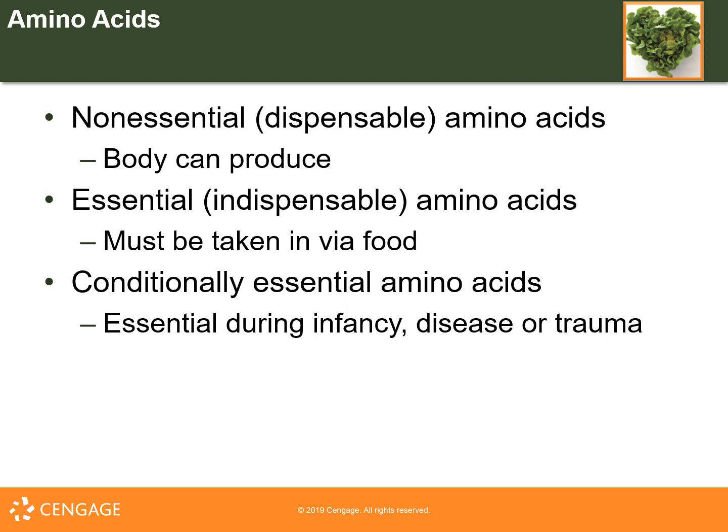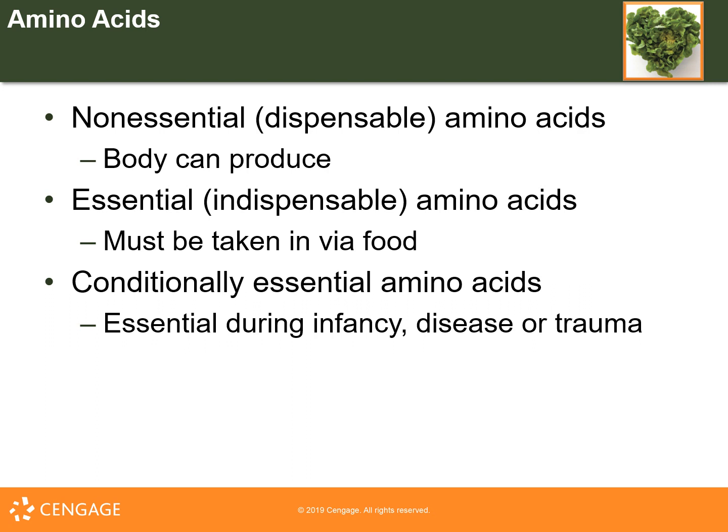That can happen during infancy because the liver helps make a lot of these non-essential amino acids and infants don't have the capability yet. Also disease or trauma, just like I mentioned earlier, you have a very poor diet or you have some kind of disease or some kind of procedure that you've had done where you lose a lot of protein. An example is glutamine.